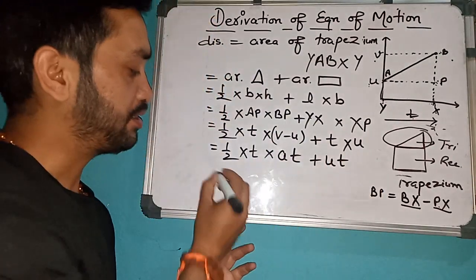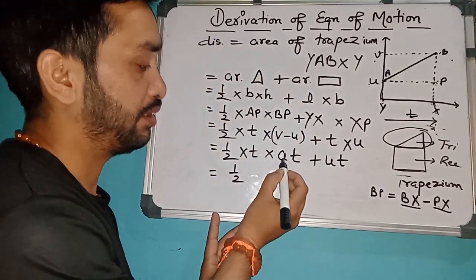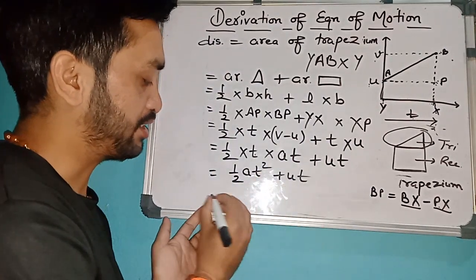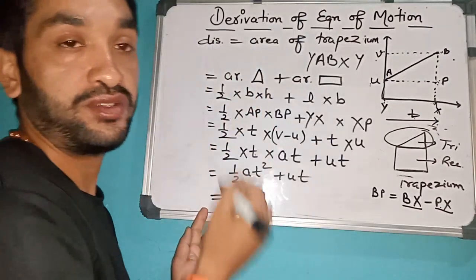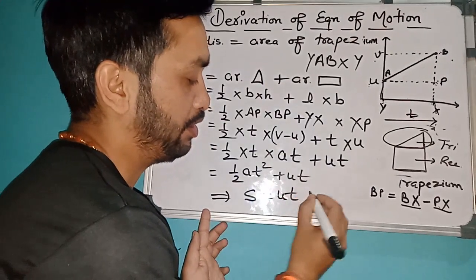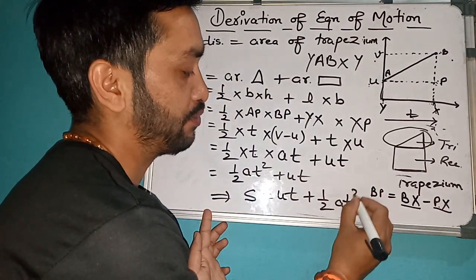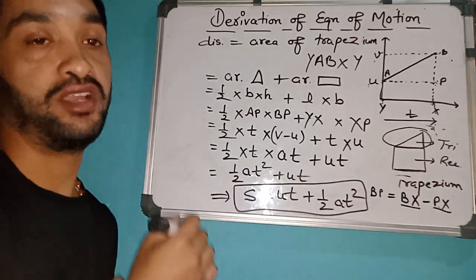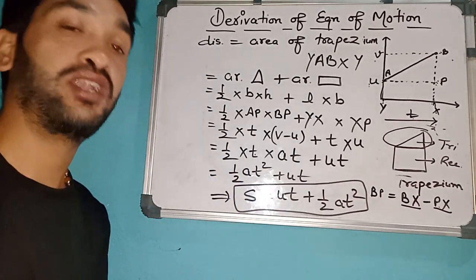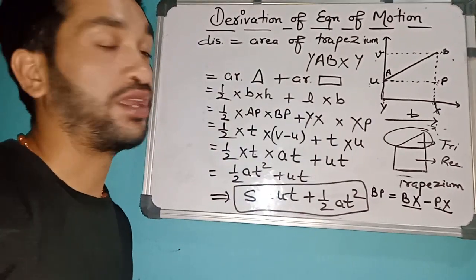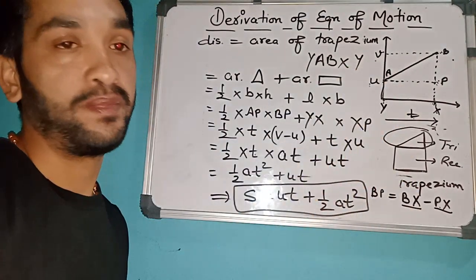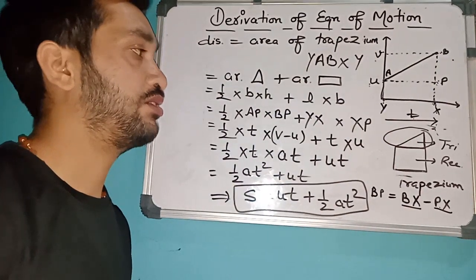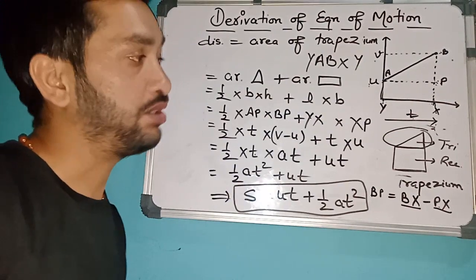So overall what I'm getting is half AT into T, that is half AT square, plus UT, or I can write it as S, because distance is written as S equals UT plus half AT square. This is your equation number 2. So equation number 2 also we have derived. The second equation of motion also we have derived graphically, with the help of this graph. Okay, so I hope this point is clear to you. If you want to note it again, you can pause the video and make a note of it.